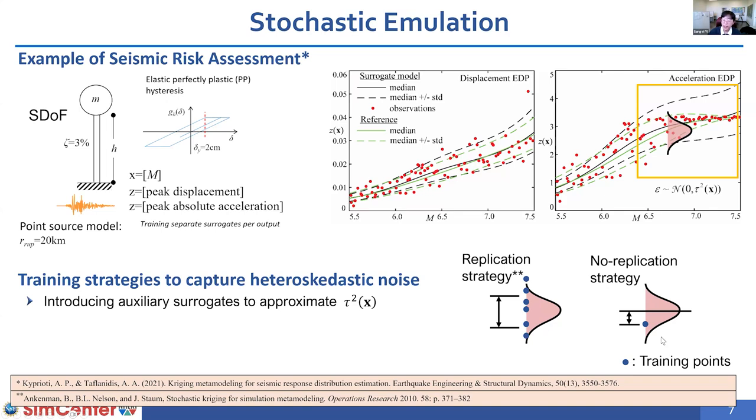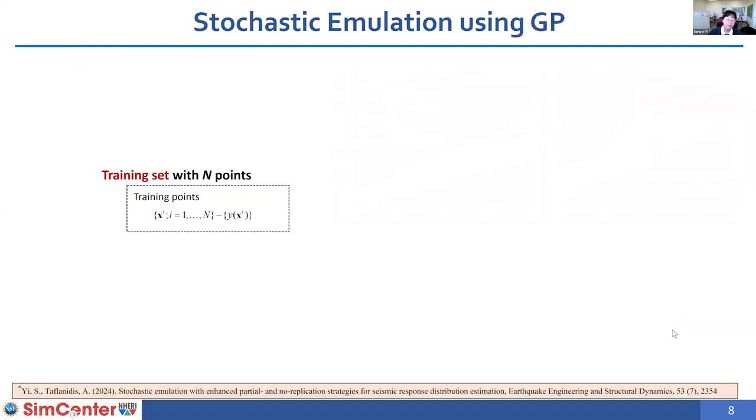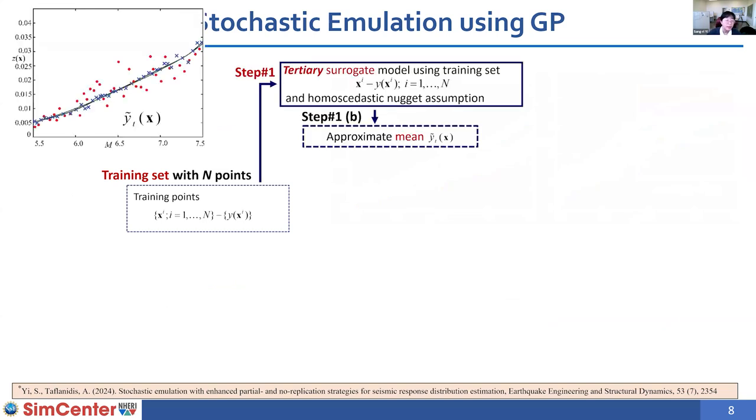And again, there are different ways of doing it. One way is to predict the mean first, then predict the variability, and then predict the entire distribution. To give you a better idea, I'm going to show you a flow chart. We start with a training data set that does not have replication points. The first thing we do is create a surrogate model, which we call the tertiary surrogate model, that tries to capture only the mean part of your data set.